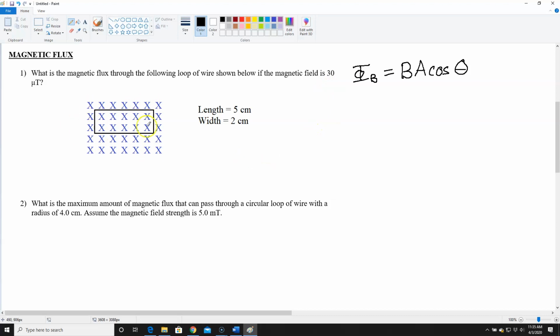In this particular image here, you see that the cosine of theta would be maximized because the magnetic field lines are able to pass right through this rectangular loop of wire.